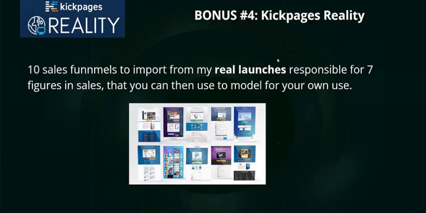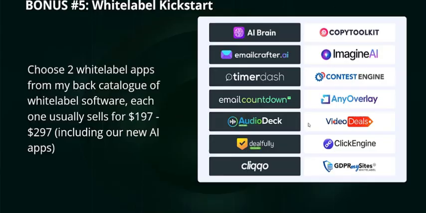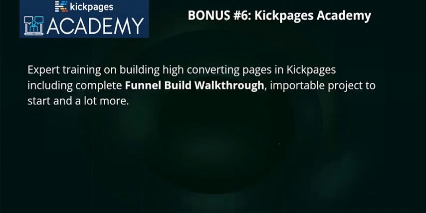Next one is KickPages Reality, which is 10 sales funnels from prior launches that we had that are responsible for 7 figures in revenue. Then you get 2 white label apps from all of our back catalog listed here. So we've a range of white label software apps, which is an app that you can install as your own, set up as your own under your own brand, and sell yourself. So you get 2 of those, and they usually sell for between $197 and $297 each.